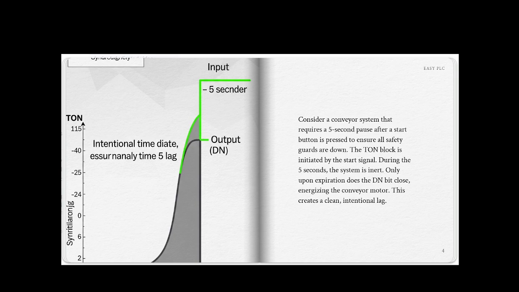Consider a conveyor system that requires a 5-second pause after a start button is pressed to ensure all safety guards are down. The TON block is initiated by the start signal. During the 5 seconds, the system is inert. Only upon expiration does the DN bit close, energizing the conveyor motor. This creates a clean, intentional lag.